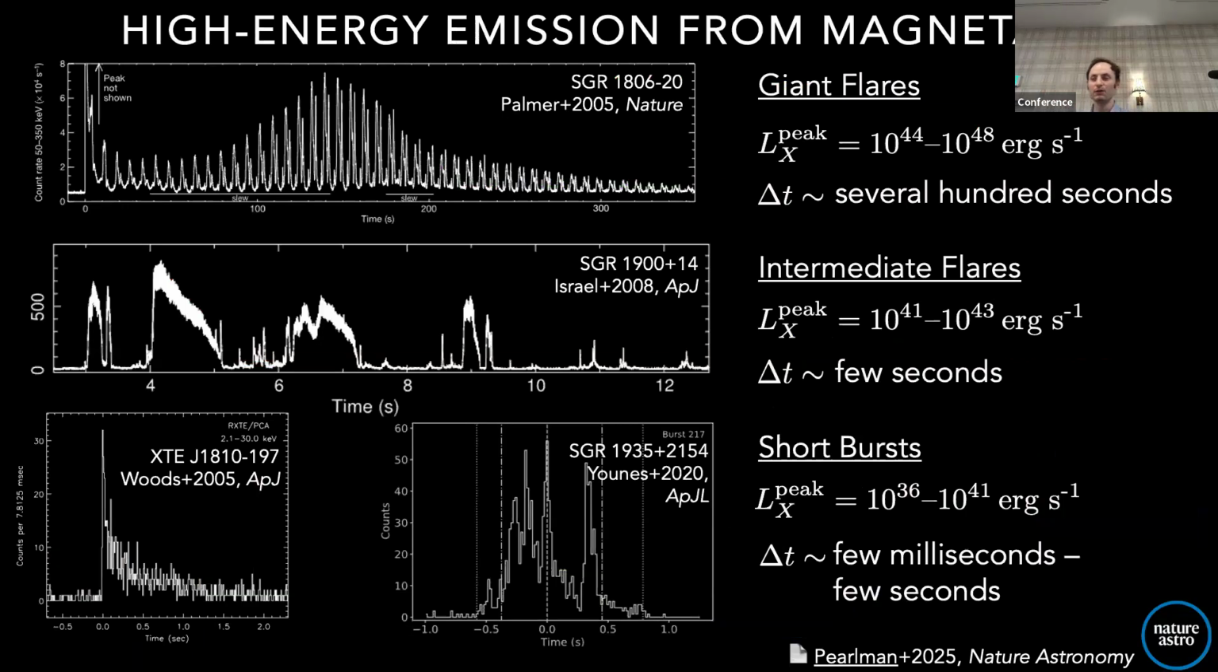So Michela gave us a really nice overview of the different types of magnetar prompt emission phenomenology. So I won't dwell too much on it, but there are really 3 main types of magnetar emission. One is giant flares. These are the most luminous events, and they last for several hundred seconds or so. There's also intermediate flares that last for a few seconds with luminosities of 10^41 to 10^43 ergs per second, and also short bursts, which are a bit less luminous and also shorter in duration.